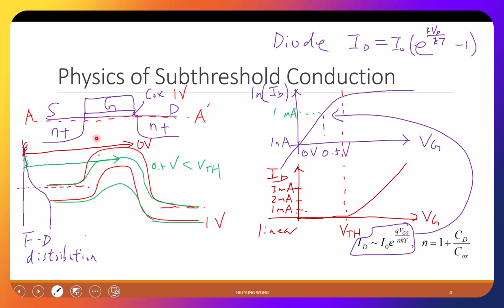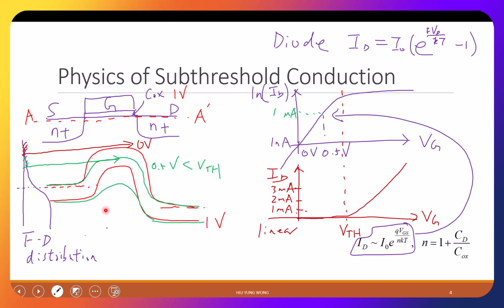Of course, later when we talk about FinFET and 3D devices, the conduction can occur in the middle, which we call volume inversion. But for now, we just look at a planar CMOS, right? It conducts at the top. We draw the band diagram, right?